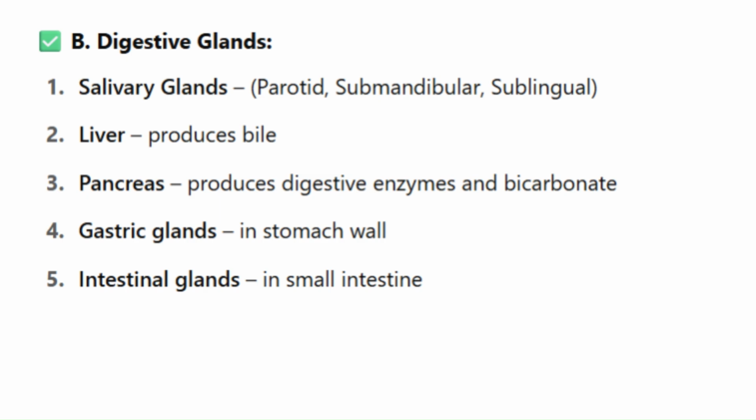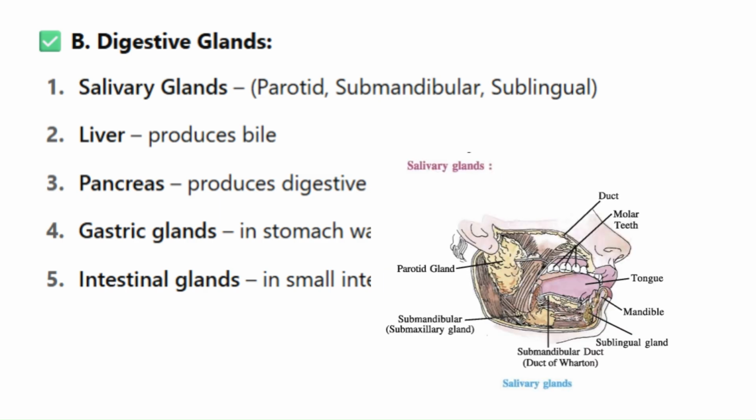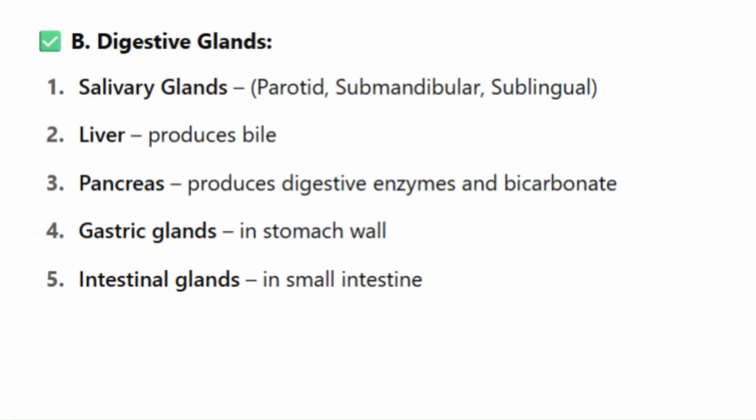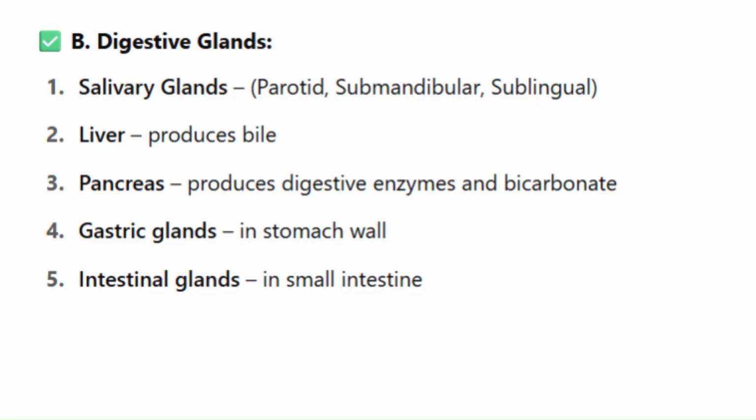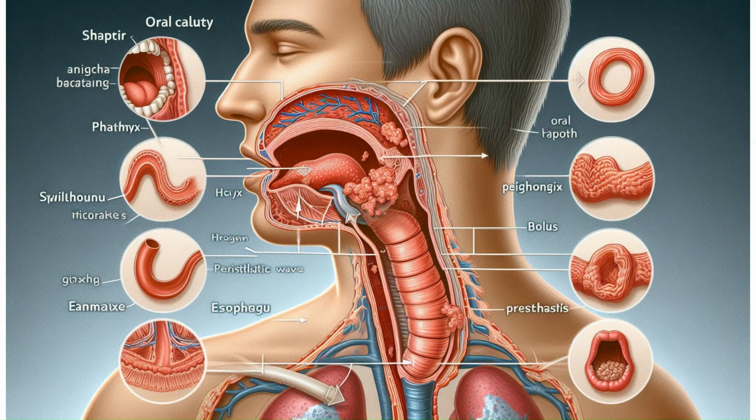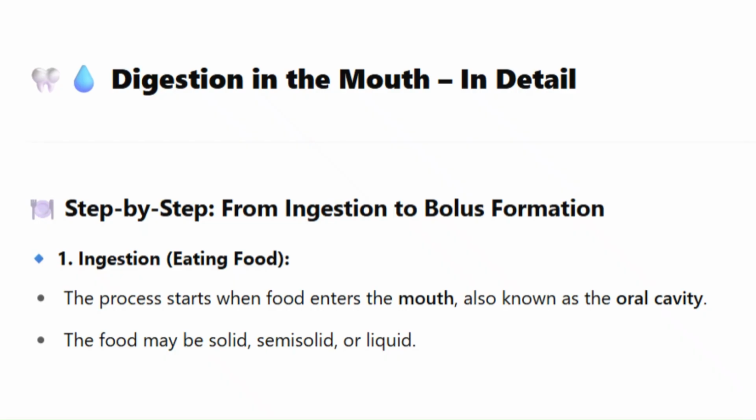B. Digestive glands. Salivary glands. Parotid, submandibular, sublingual. Liver, produces bile. Pancreas. Produces digestive enzymes and bicarbonate. Gastric glands, in stomach wall. Intestinal glands. In small intestine. Digestion in the mouth. In detail. Step by step. From ingestion to bolus formation.